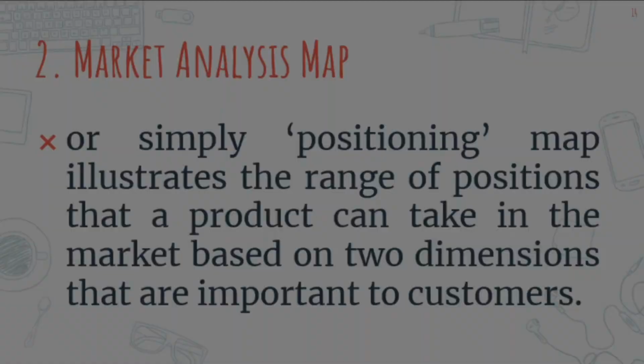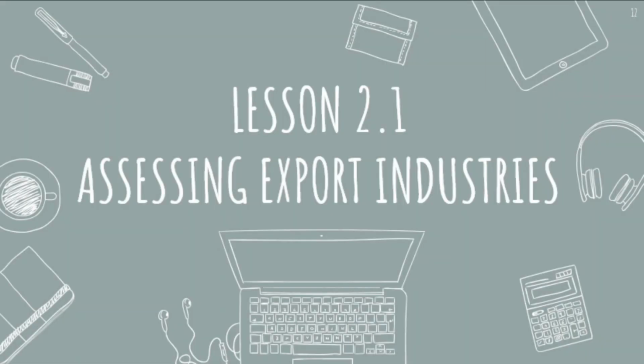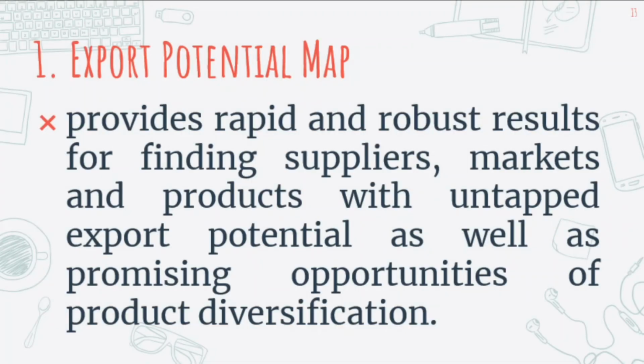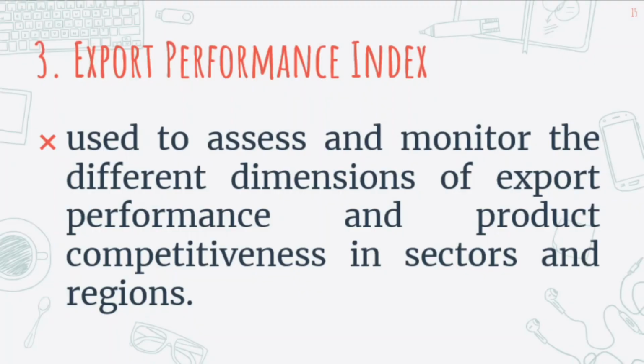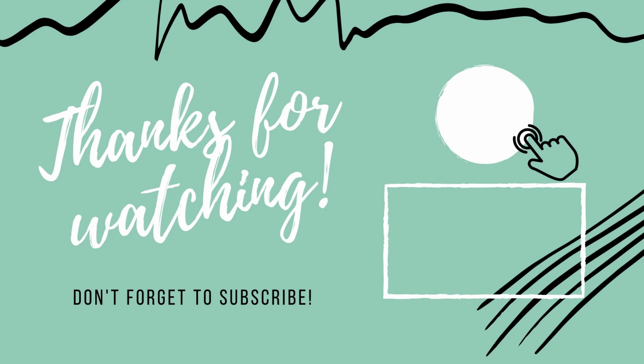Again, for assessing the export industries, we have export potential map wherein you can see what are the possible products and services na may potential ma-export. Sa market analysis, you're going to look for the market, kung saan naman pwedeng i-supply itong mga products and services na ito. And Export Performance Index, you're going to see the export performance of the country through their changes sa market shares and the volume terms.